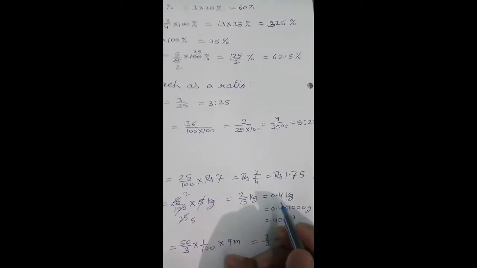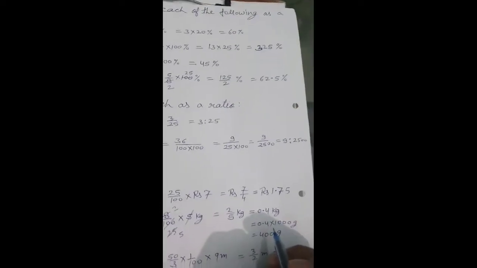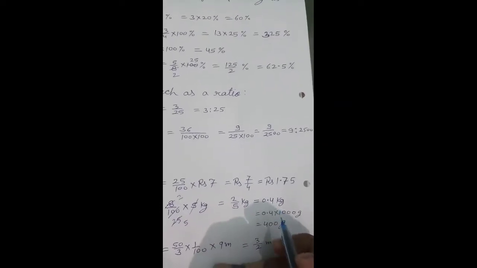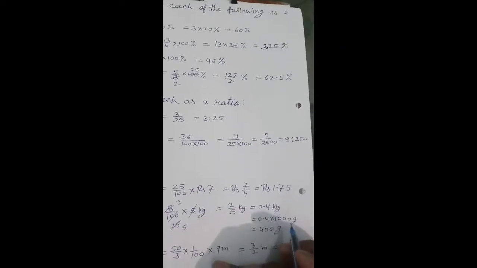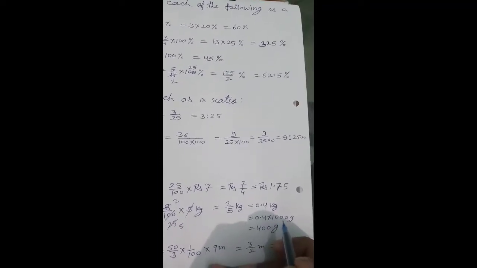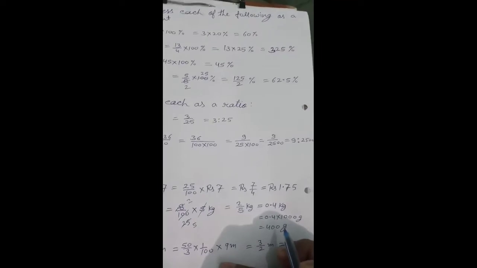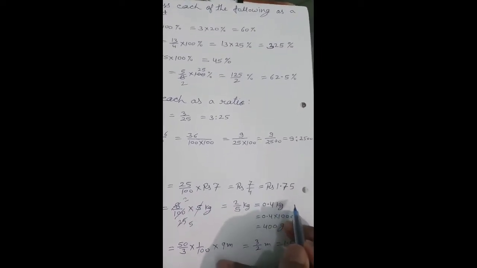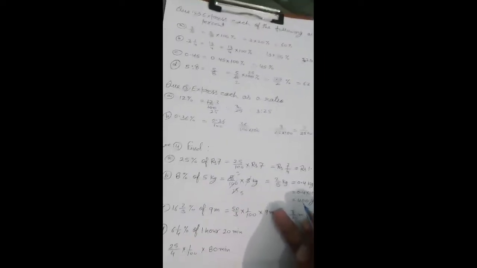If you wish, you can convert this into gram also. That is not necessary. But if you wish, you can give your answer in gram. We know that 1 kg is equal to 1000 gram. So 0.4 kg is equal to 0.4 into 1000. That means 400 gram. Understood? 0.4 kg is the answer. But this is also the answer. So any one answer you can give.